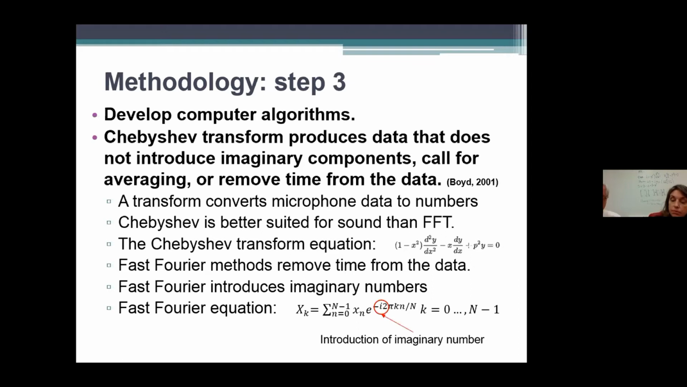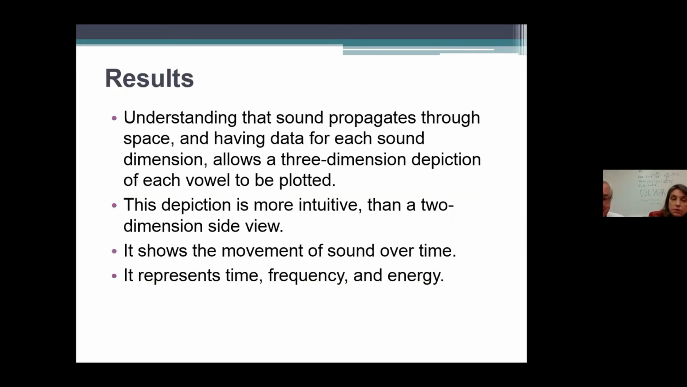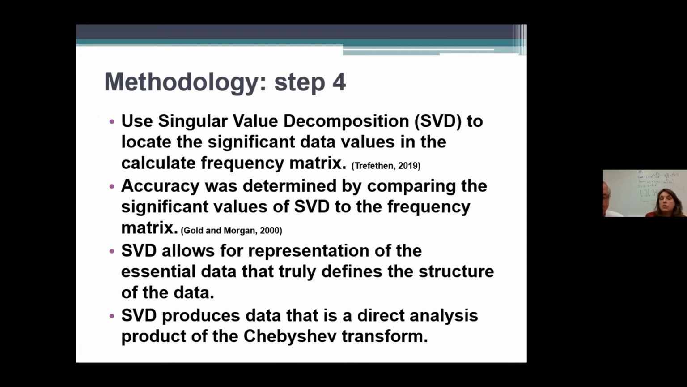Go ahead and click it. Enter. You went up one point here. So let's go to step number 4.